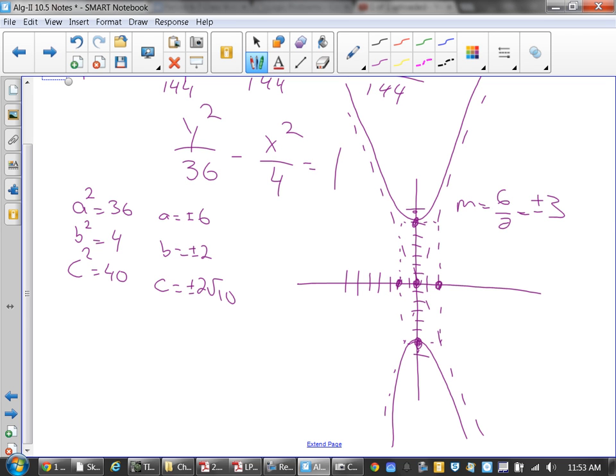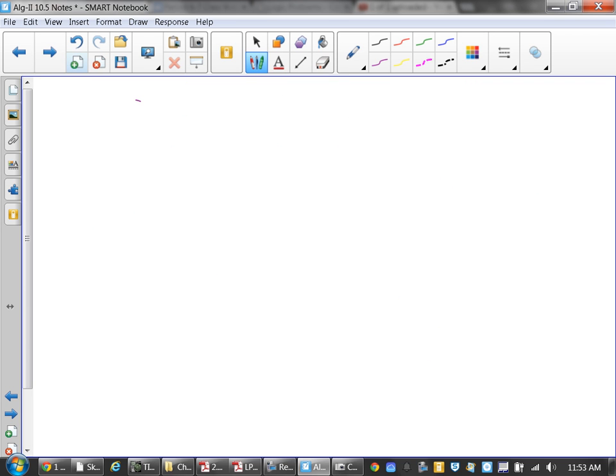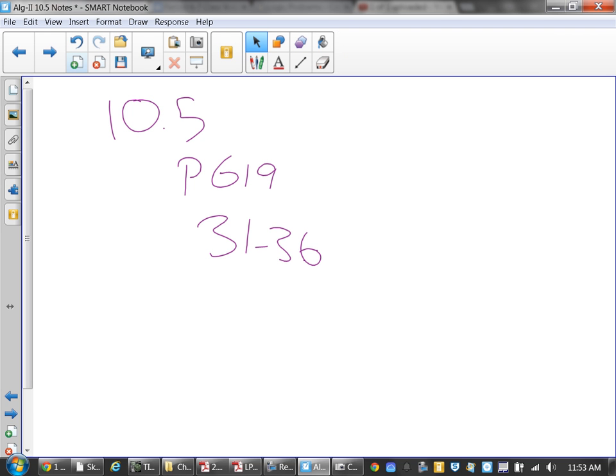All right, let me give you a couple of these to try out. This is on section 10.5, page 619, 31 through 36, just straight graphs, guys. Please be sure to label everything, just like you've been doing. I know that I kind of lapsed on that one. I didn't write out my ordered pairs. Please just write out your ordered pairs for all the stuff that you're going to do.